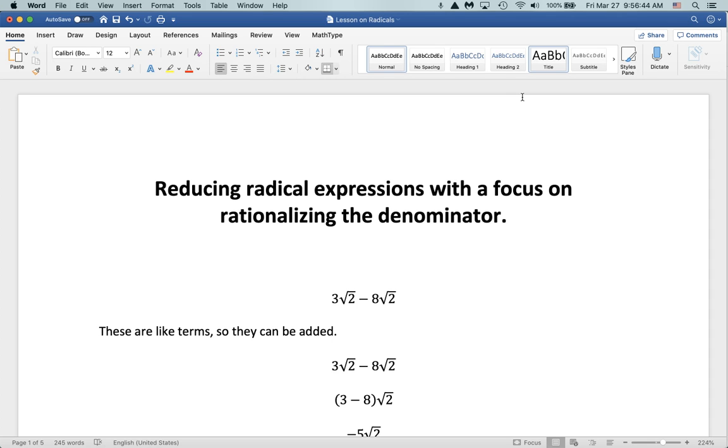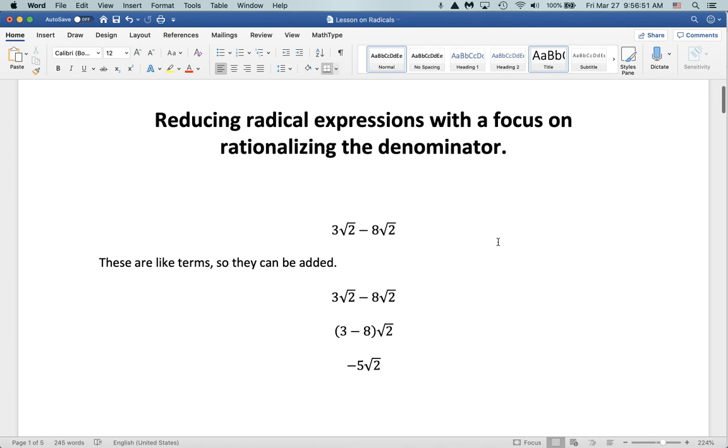Welcome, students. Today we're going to learn about reducing radical expressions with a focus on rationalizing the denominator. So let's first talk about what we mean by radical. Radicals are square roots. Sometimes we can't actually take the square root of the number nicely. We could use a calculator and get a decimal, but as you move into higher mathematics, often your teacher will want your answer in terms of a radical, a reduced radical.